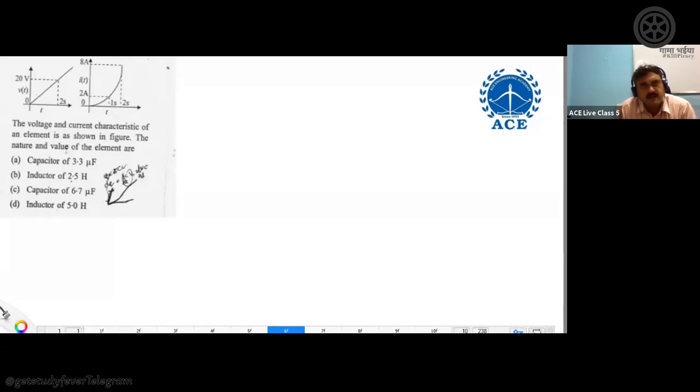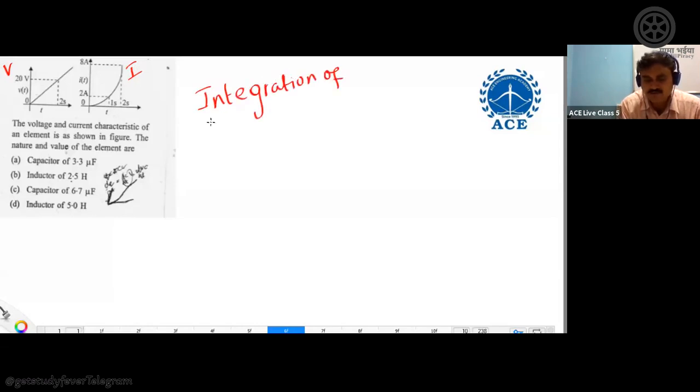Is it inductor or is it capacitor basically? How you can tell? Now how you can identify? First one is voltage, second one is current. Now is current integral of voltage or current derivative of voltage? If you integrate ramp functions, you will get parabolic functions. Integration of ramp functions gives parabolic functions. This is a clue here.